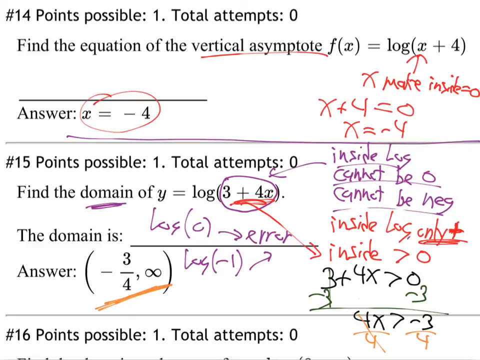Here's how you say that in interval notation. Because if you have a number line and you have negative 3/4 right here, it's got to be greater. It's got to be to the right. So negative 3/4 to infinity. It's got to be a parenthesis because it's not equal to. It's greater than, because it can't be equal to that number. It can't be right on it.